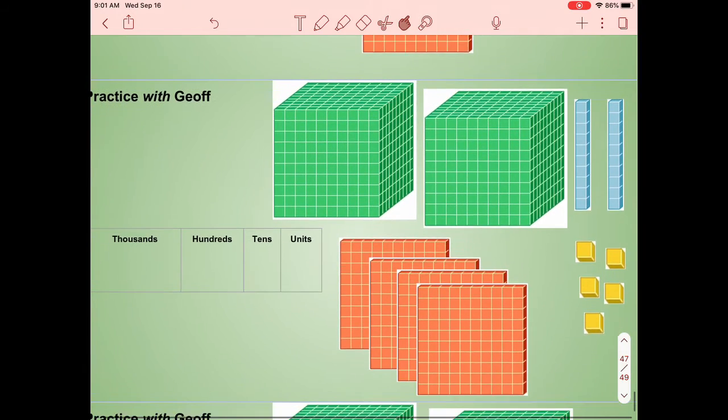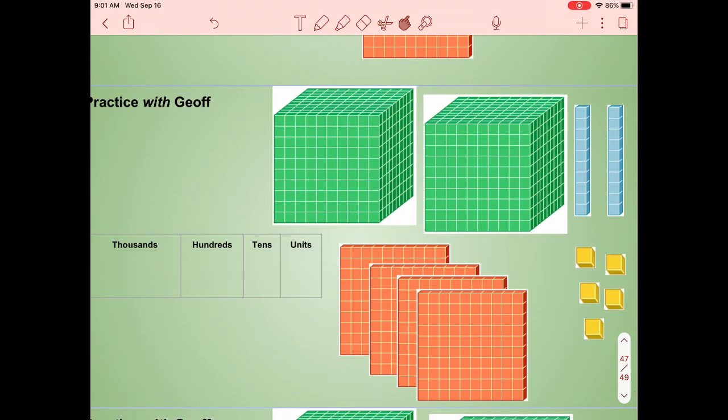All right, for this next example, go ahead and take a look at this. Pause the video if you need to. Go ahead and write in however many units, tens, hundreds, and thousands you see, and you can double check when I solve the problem along with you. All right, here we go.